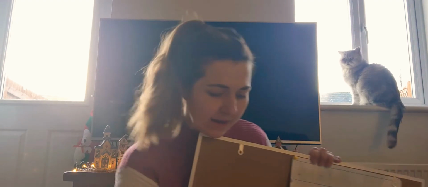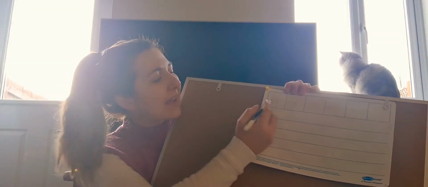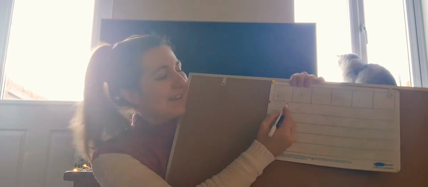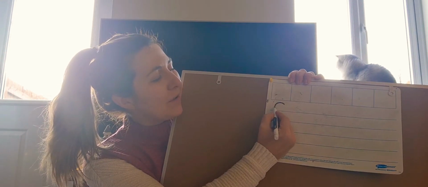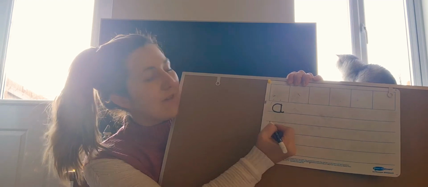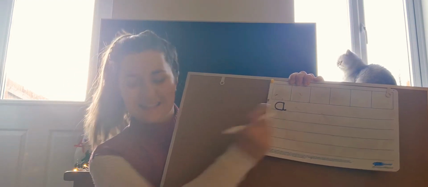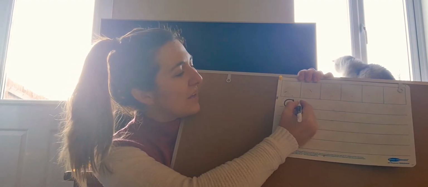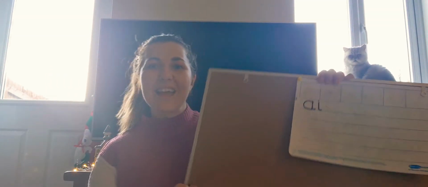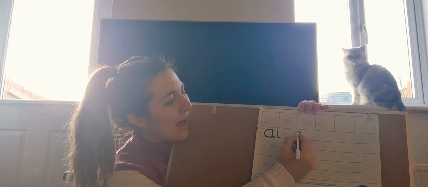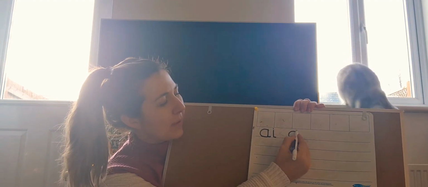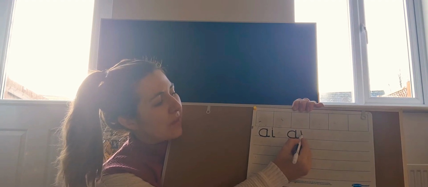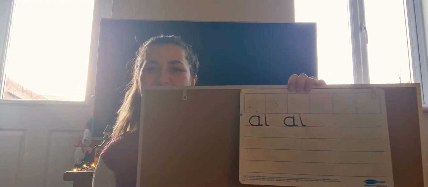The first letter is A. We write our A like this. It begins just like the curly K. Around the apple, up and down the leaf. Can you remember the second letter? That's right, I. Down the insect's body, dot for the head. A. Let's have another go. Around the apple, up and down the leaf, down the insect's body, and dot for the head. A.